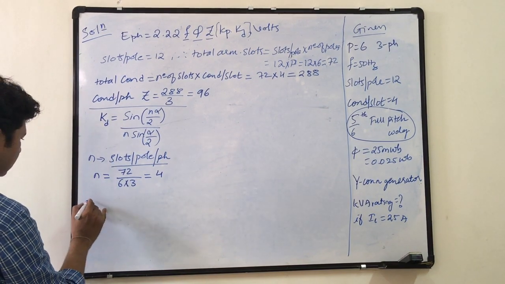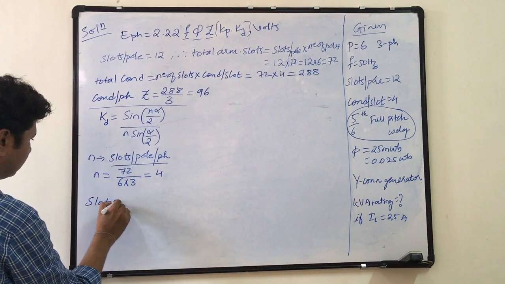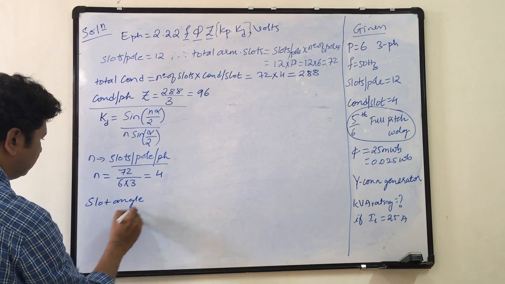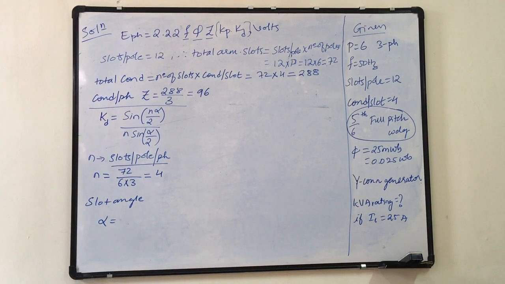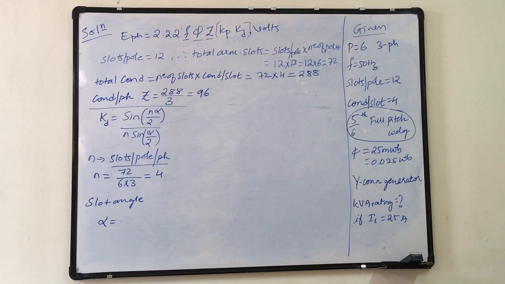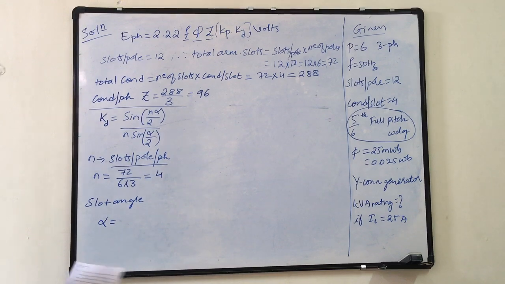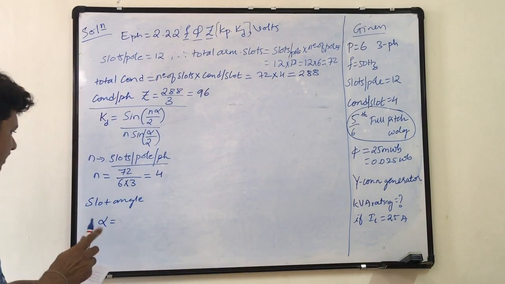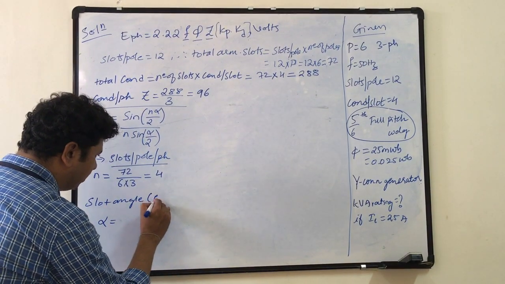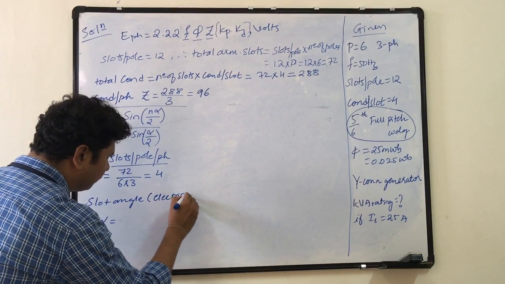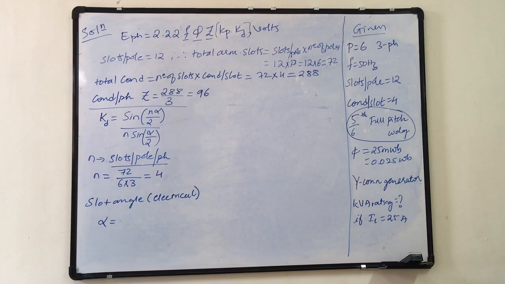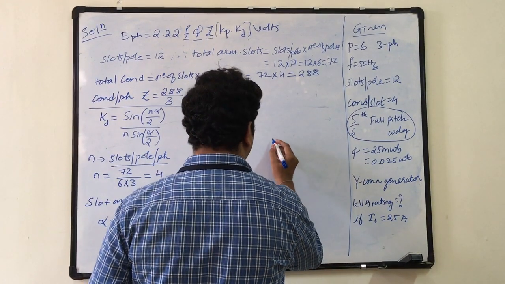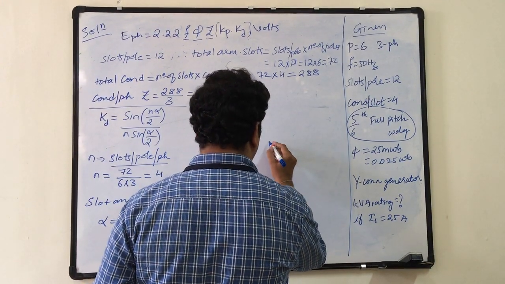Now what is slot angle alpha? How to find it? First we will briefly look into what is slot angle. Yesterday I told in the previous class, but still once again I will do. And please remember, this slot angle is always electrical. So now I have a 4-pole machine.